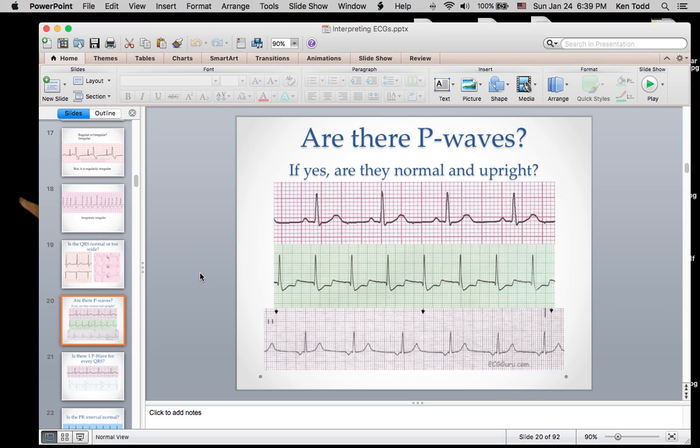Then you want to look to see if there's P waves. If yes, are they normal and are they upright? So here you can see I have nice normal upright P waves. I want that PR interval, which is the start of this P to the start of the QRS complex, to be less than 0.2 seconds, which should be 5 millimeters. So it's definitely less. So it's normal, it's upright. Here I don't even see P waves. And here I have P waves, but they're upside down. And we'll talk about why that can happen in a little bit. But that should jump out at you, either that they're absent or that they're inverted.